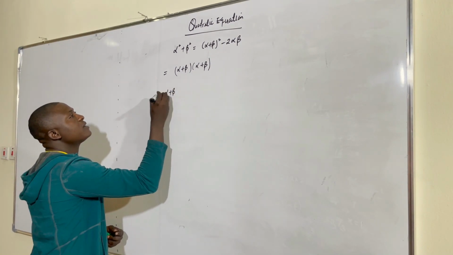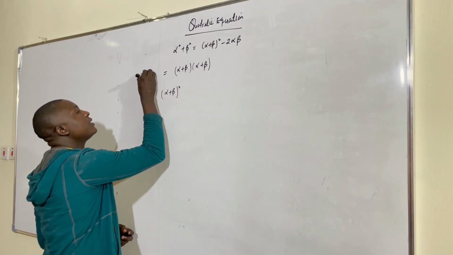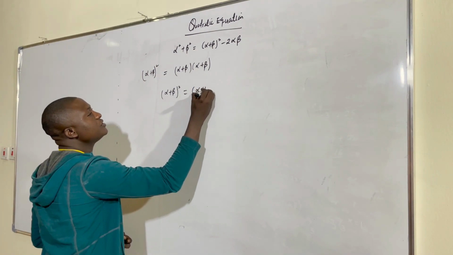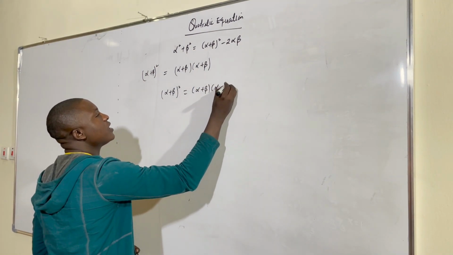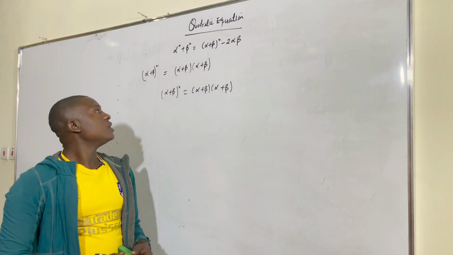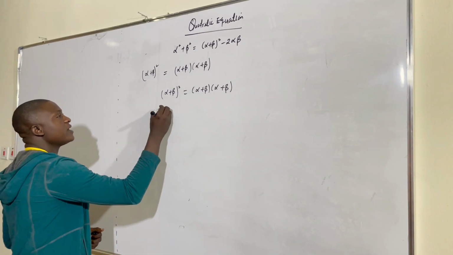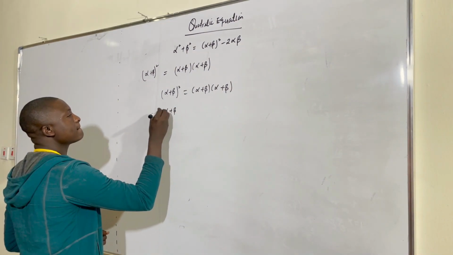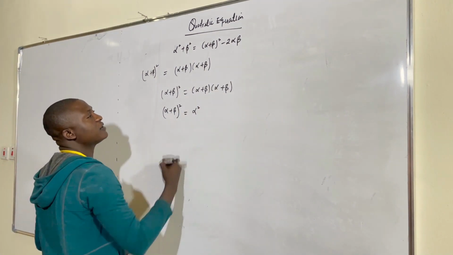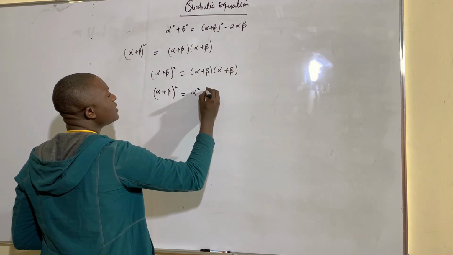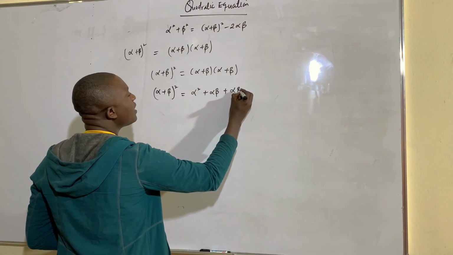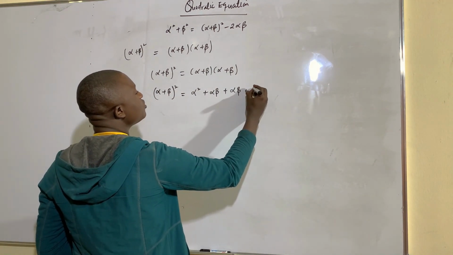I know that alpha plus beta all square simply means alpha plus beta and alpha plus beta. So I want to expand this now. Let's expand this one. Alpha times alpha, that's going to be alpha squared. Alpha times beta, that's going to be alpha beta. Beta times alpha, that's going to be alpha beta. Beta times beta, that's going to be beta squared.